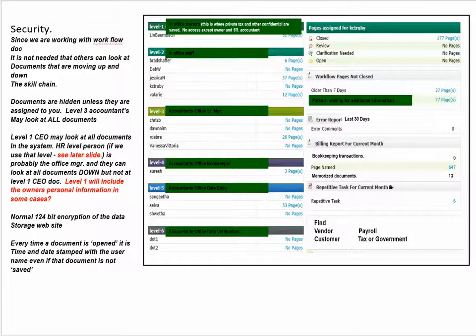And then level 1 now can include the owner's personal information, because even the HR person or level 2 managers won't be able to see inside the level 1 documents. So they can put anything on here, including tax returns, and it'll be protected from view by anyone except the owner of the company. And of course, we're going to use the normal 124-bit encryption that everyone uses today. So security really has become a non-issue.